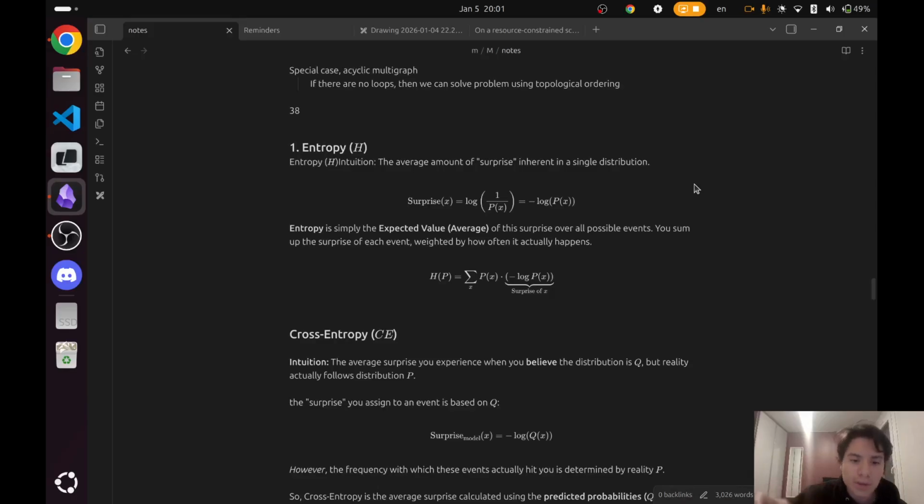and within this concept there is the concept of cross entropy. There is a relationship, and also there is the relationship with entropy. Okay, so let's start with that.